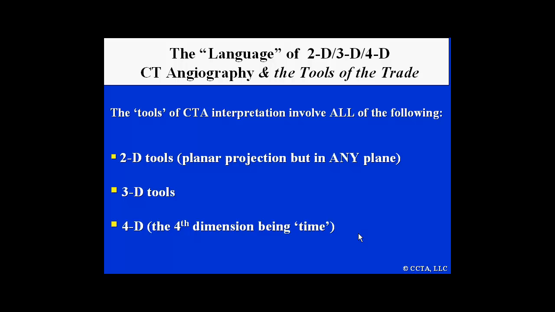Manipulations of the images then, or the tools of the trade, require all of the following. Two-dimensional tools, which are planar projections that can be found in any plane. We use two-dimensional tools in the cath lab, in the magnetic resonance imaging laboratory, in the echocardiography laboratory, and in the nuclear medicine laboratory. We also have three-dimensional tools, and most importantly, four-dimensional tools. The fourth dimension being time or phase.